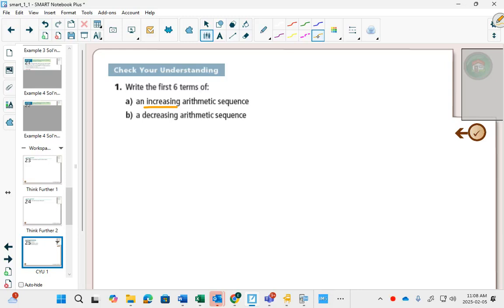So we want an increasing arithmetic sequence. And if it tells you that it's arithmetic, that means there's a common difference. You are always adding the same thing each time. So this question is wide open. There's a lot of different answers. First of all, you need a starting point.